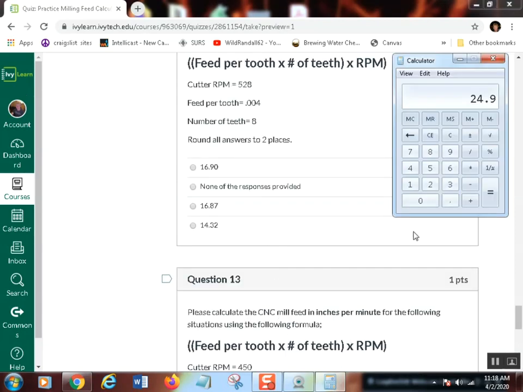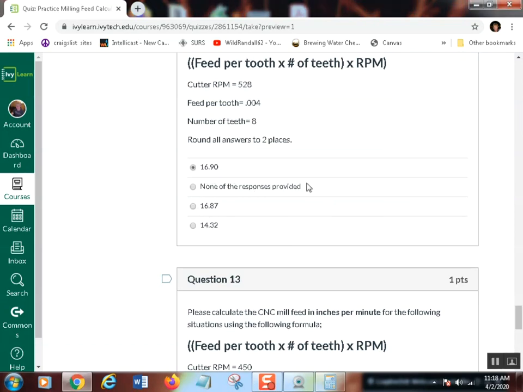No, I don't want to. I don't care. So let's see. So feed per tooth is again 4 thousandths. Seems to be pretty popular feed per tooth. Times 8 teeth. I got a face mill here evidently. Equals this. And times 528 equals 16.89. 16.89. Rounded that up. Don't round it down. 16.89 would be 16.90.